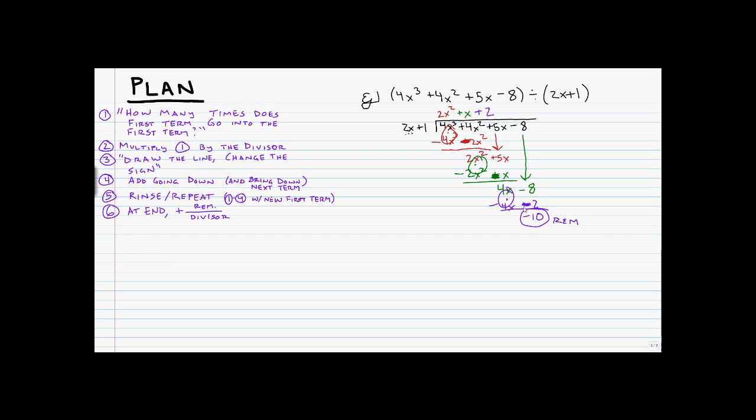And again, remember, we take that remainder, we go up to the top, we go plus whatever the remainder is, positive or negative, over the divisor. So in fact, our quotient here is going to be 2x squared plus x plus 2, all plus a remainder of negative 10 over 2x plus 1. And there is our answer. So we have executed the plan, and now we've divided polynomials together.